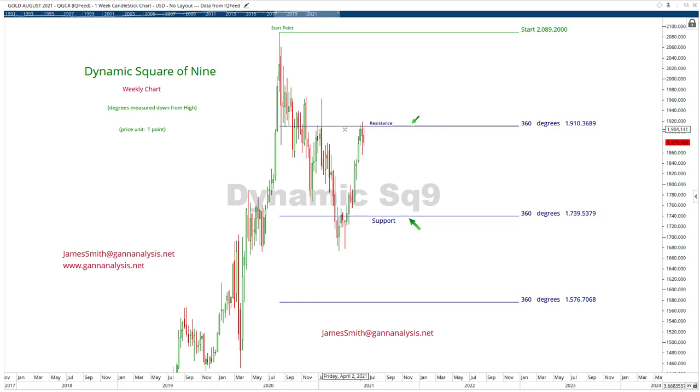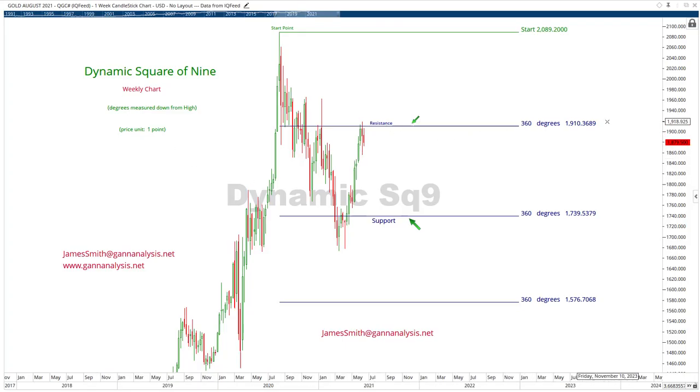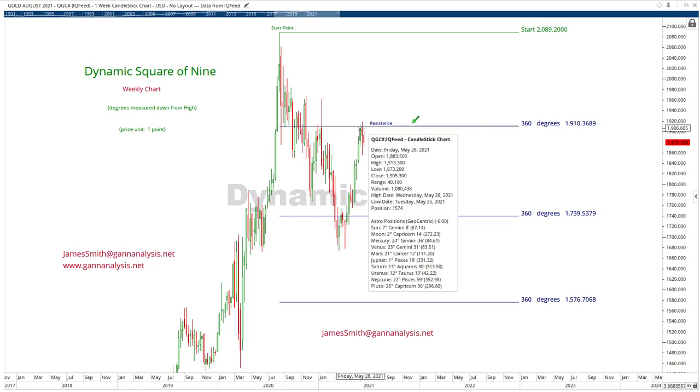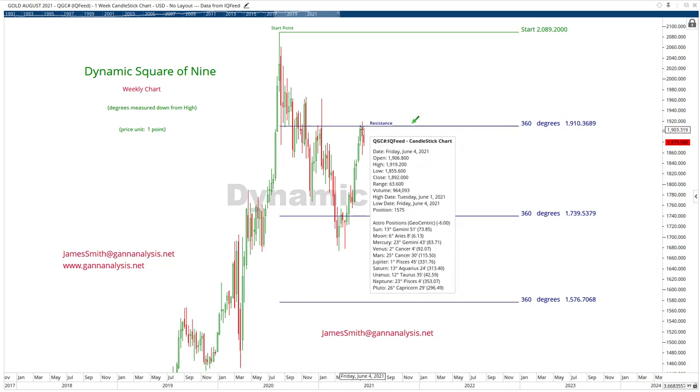Now, there's one more element I mentioned to you when we started. I said it's also about timing. If we go back to the square of 9, notice that June 8th lines up in time on the square of 9 with 1910. And as I pointed out, at 1910, right here, we got resistance around early June, right here, June 8th. So when time and price line up, Gann said you have a reason for a change in trend.